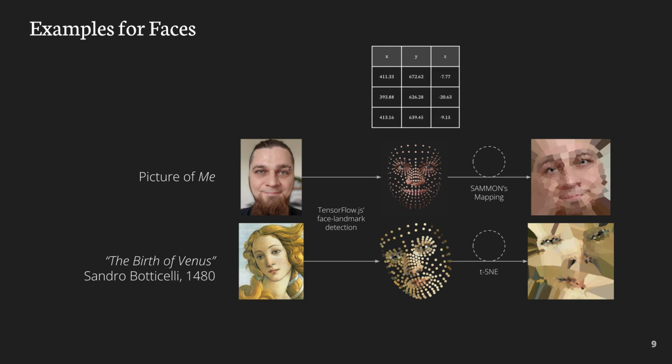Here are two examples for faces as input. In the first row, we use a picture of myself that you can see on the left. In the middle are the predicted three-dimensional facial landmarks, and on the right a generated image using Sammon's mapping. The second shows a section of the painting The Birth of Venus by Sandro Botticelli, and again the landmarks and the final result.